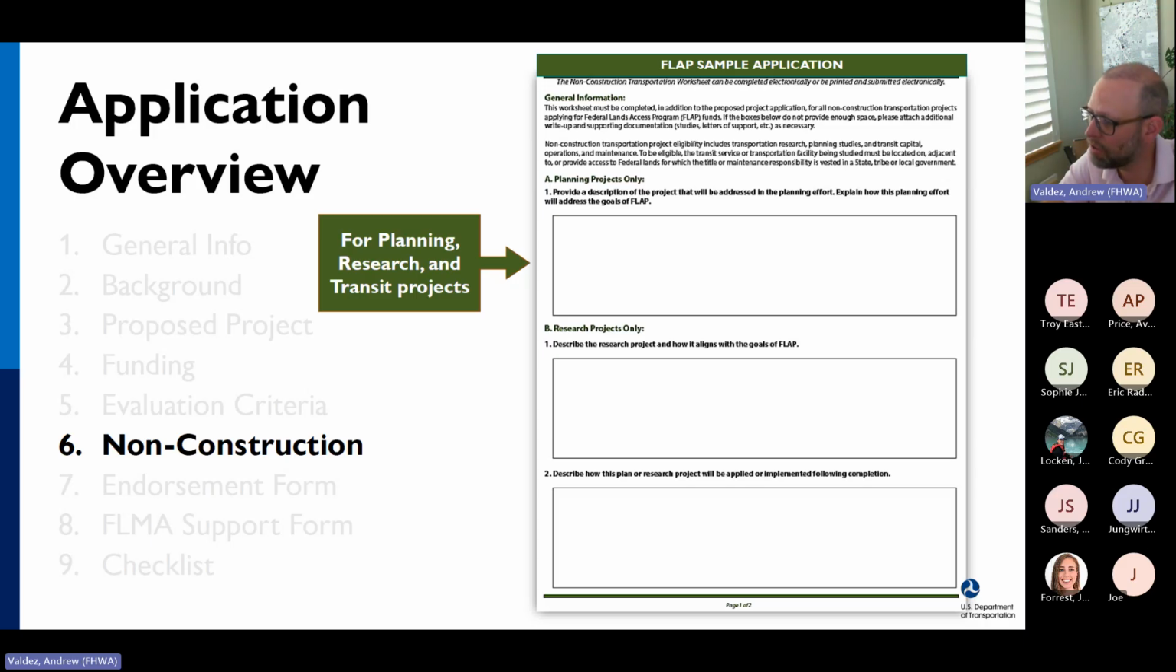Transit's always kind of a tough one, since FLAP is sort of a one-time infusion of capital. It doesn't really make sense to say stand up a transit operation with FLAP alone, since operations and maintenance costs can be significant and ongoing, right? But say an existing transit operator needs funding for some capital improvements or even maybe rolling stock, that's a project that might fare a little bit better.